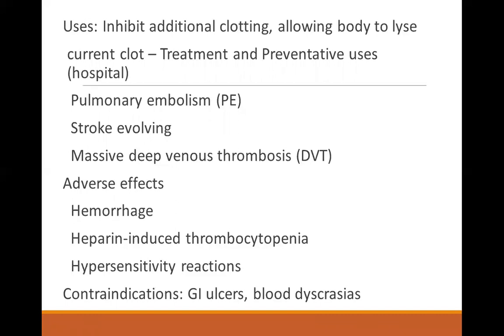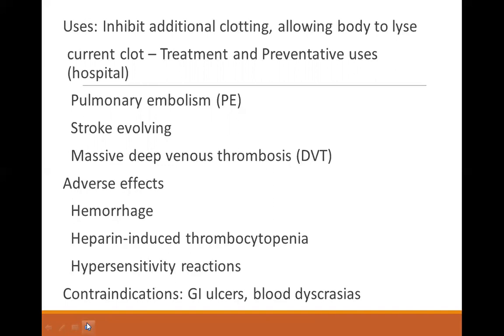Uses of heparin: it inhibits additional clotting, allowing the body to lyse the current clot, and it has treatment and preventative uses in hospitals. We can give heparin in pulmonary embolism, when we get blood clots in the pulmonary system. We can also use it in stroke-evolving patients, and in severe cases of massive deep vein thrombosis.